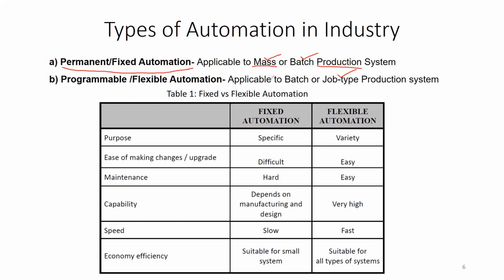Whereas the system which is having a batch production or a job type of production, there the product which is produced is changing with time, so we require flexibility in automation also. So we require programmable or flexible automation. That means a flexible system is one which changes easily with time.